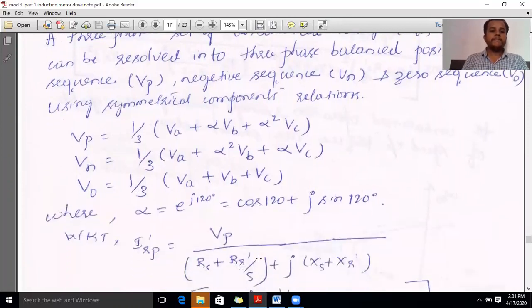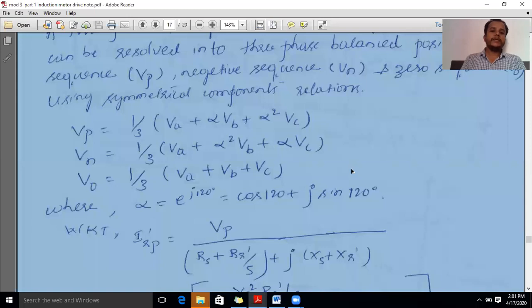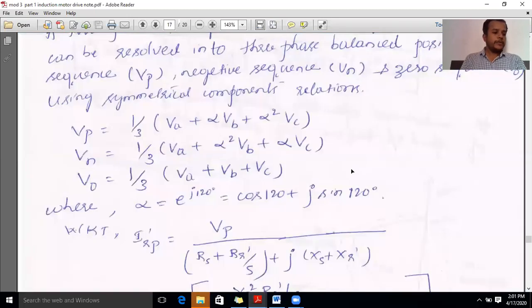So what is alpha here? In this case, alpha is an operator, which is exponential of j120 degrees. This operator rotates by 120 degrees. So alpha is an operator. This is equation number 1, this is equation number 2, and this is equation number 3.